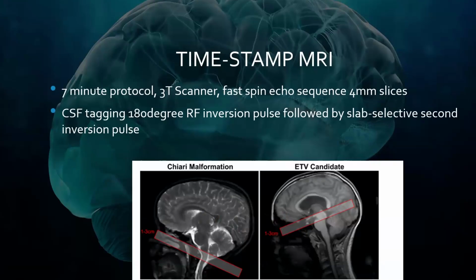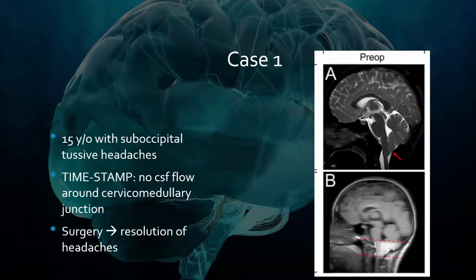It's about 7 minutes. It's on a 3T scanner, and they ask for fast spin echo sequences that are about 4 millimeters thick. Essentially, there's CSF tagging that's done during the MRI, and it's quite easy to process, is my understanding. They had several case examples they highlighted in this paper, but one was a 15-year-old with suboccipital, again, post-Valsalva headaches.